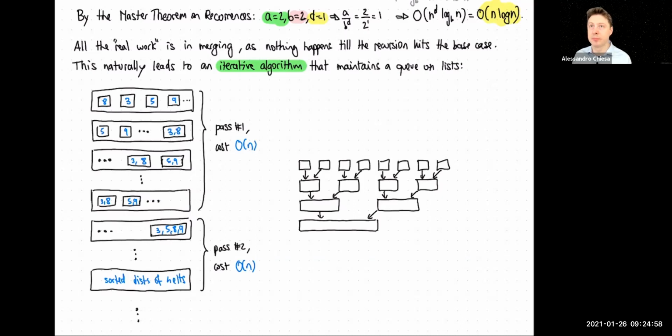Professor, why is quicksort used in practice instead of something like merge sort? They're both n log n, right?